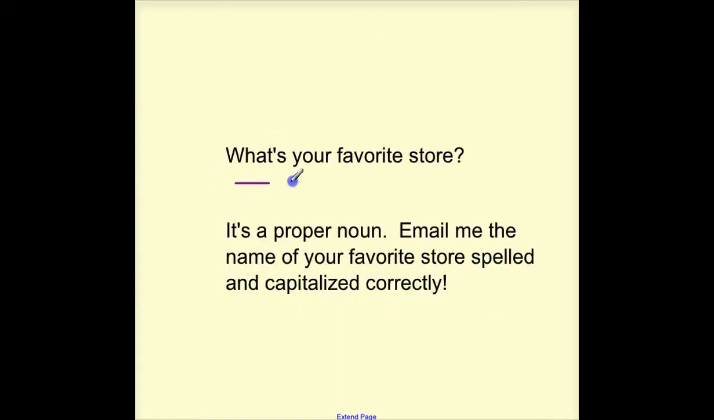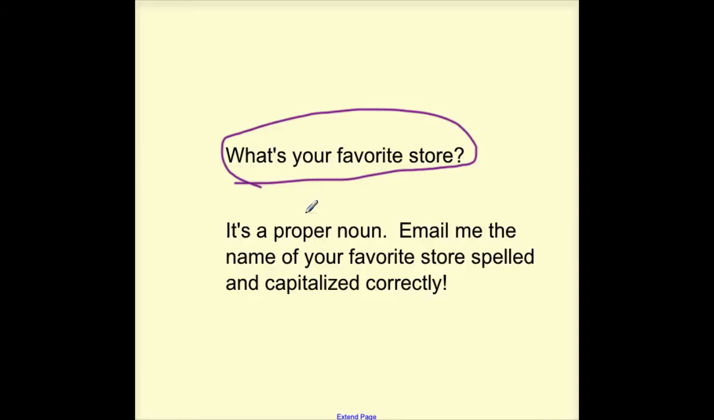Okay, secret message this week. What's your favorite store? It's an exact name of a favorite store. It's a proper noun. Email me the name of your favorite store. Make sure it's spelled and capitalized correctly.